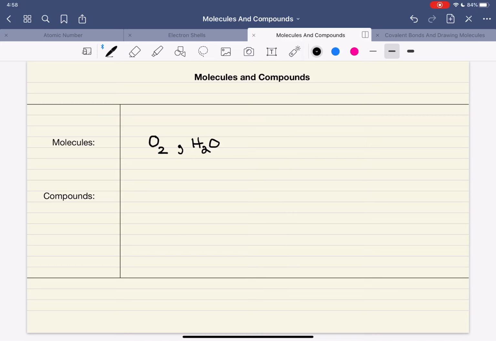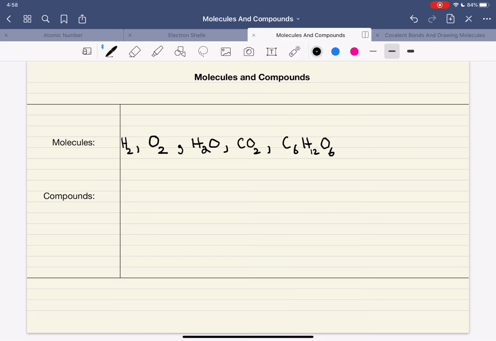I'll give you one more or two more. The list is endless here. Carbon dioxide, CO2. Let's do a bigger one, glucose. A type of sugar, C6H12O6. These are all molecules. Give you one more, hydrogen gas.